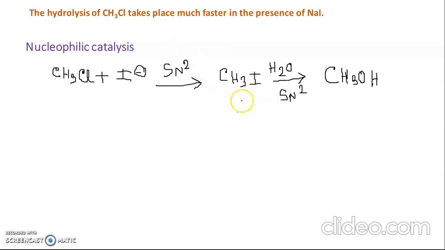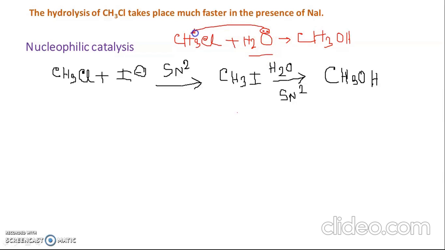So what is nucleophilic catalysis? First of all, think that there is no NaI we are using. You are simply using CH3Cl plus H2O, which is your nucleophile, and you are getting product methanol. Now H2O as a nucleophile is not very good, because first of all it is neutral, and also oxygen is very electronegative. So the attacking tendency of H2O over carbon is not very good. And the C-Cl bond is also not very weak, and Cl is also not a very good leaving group. So this reaction is not very fast.